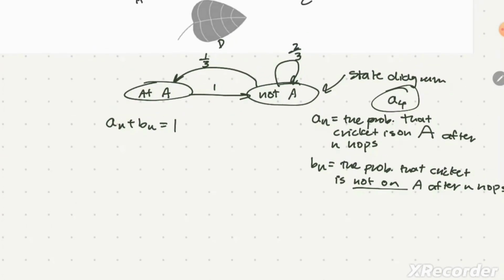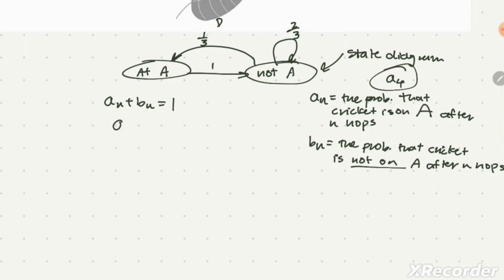Well, how else can we find a relationship between An and Bn? Actually, we can use this diagram right here. Note that An is equal to 1/3 Bn-1. Why is this true? Well, we can see this from looking at the diagram. We can see in this arrow, when we're moving from not A back to A, there is a 1/3 chance of moving in this way. But we have to spend 1 hop in order to complete this arrow. So that's why the subscript here is n-1 and the subscript here is n, meaning that we can relate the previous turn to the next turn.